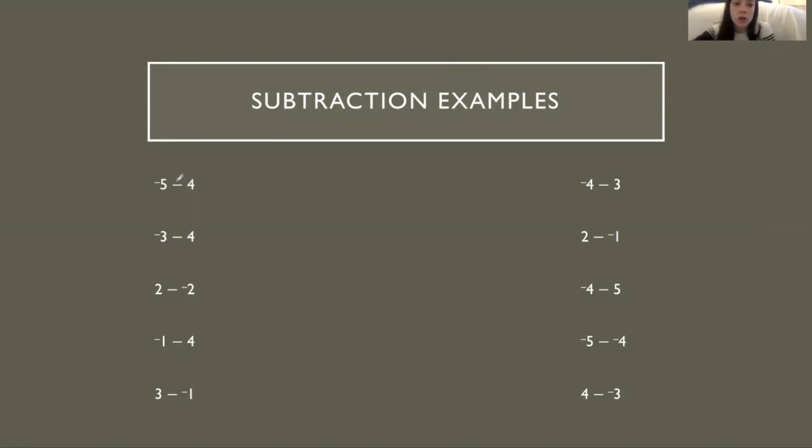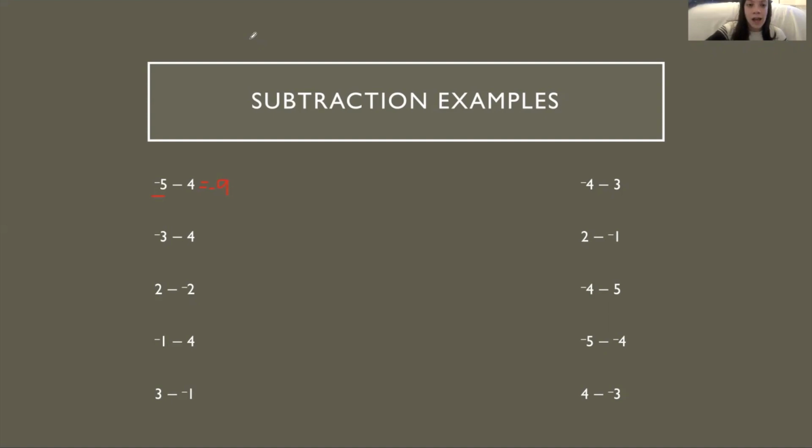So we're starting with a negative, and to make things a little bit simpler, whenever you're subtracting and starting with a negative, just think about it. Get rid of your negatives and think about what 5 plus 4 is. 5 plus 4 is 9. We're starting with a negative, which means our number is going to be negative as a subtraction rule. This doesn't apply to addition, so the answer is going to be negative 9.